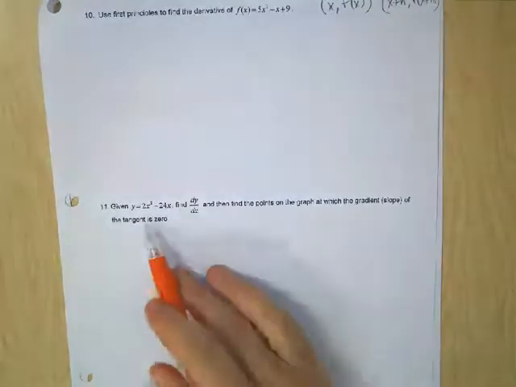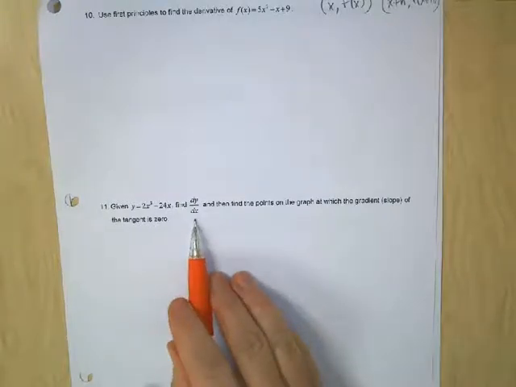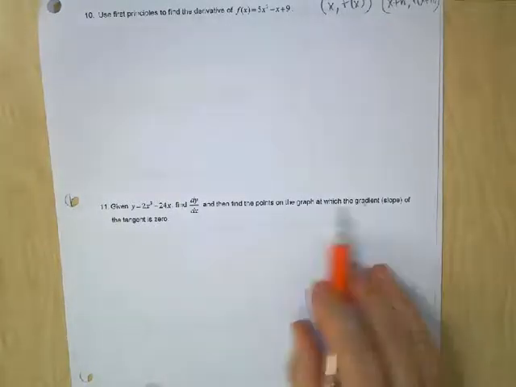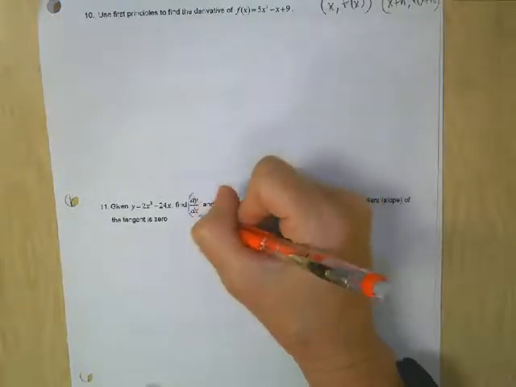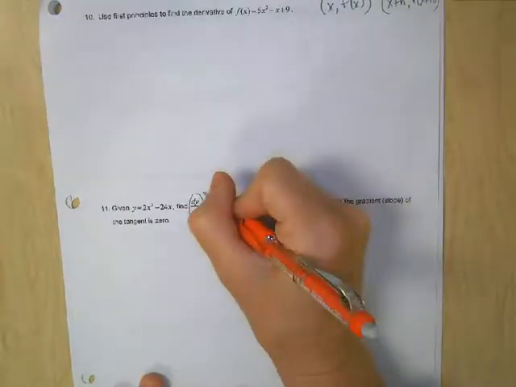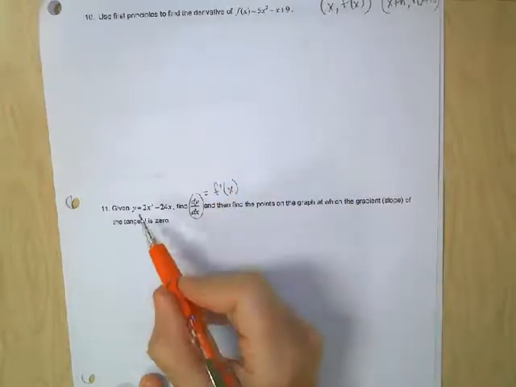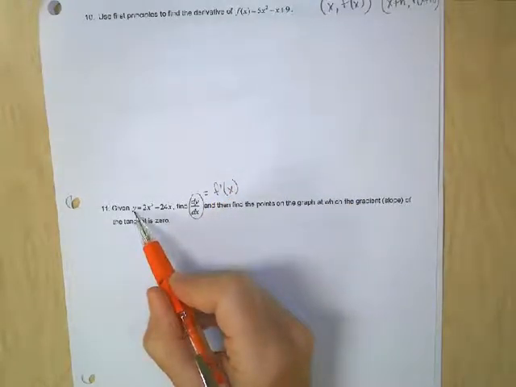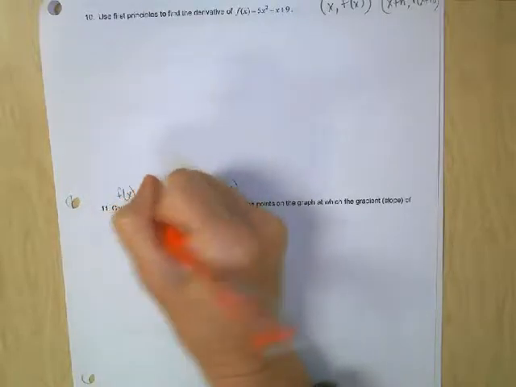All right, now given y equals this, find dy dx, and then find the points on the graph at which the gradient, the slope of the tangent, is 0. All right, dy dx, I've written this down a couple of times today. This is the same thing as f prime of x. We use dy dx when the equation given is in y equals form, and if it had said f of x, that's when we use f prime of x.